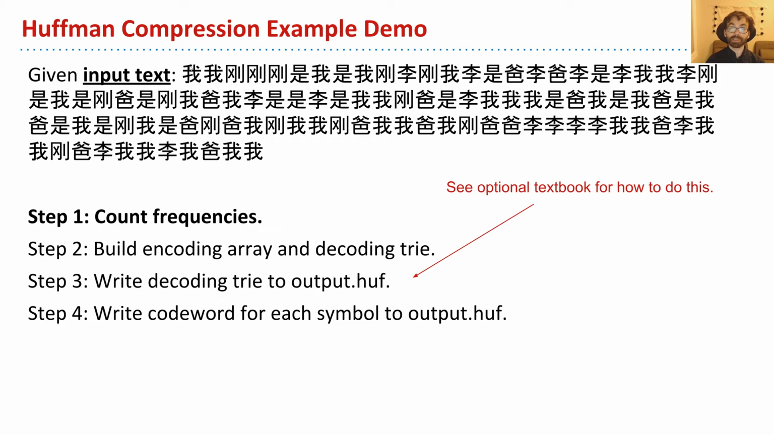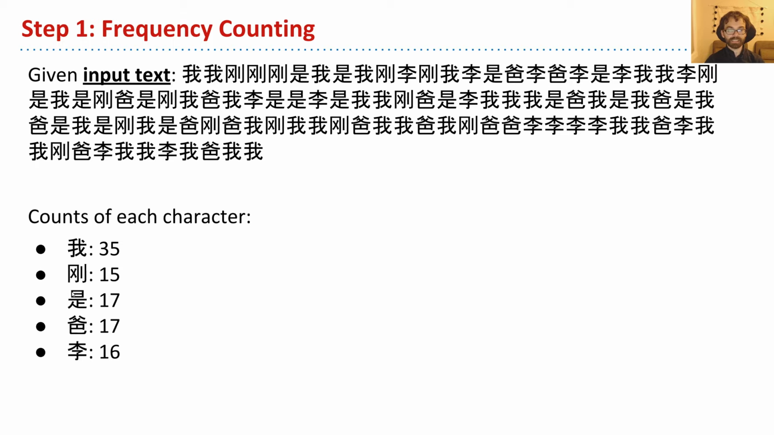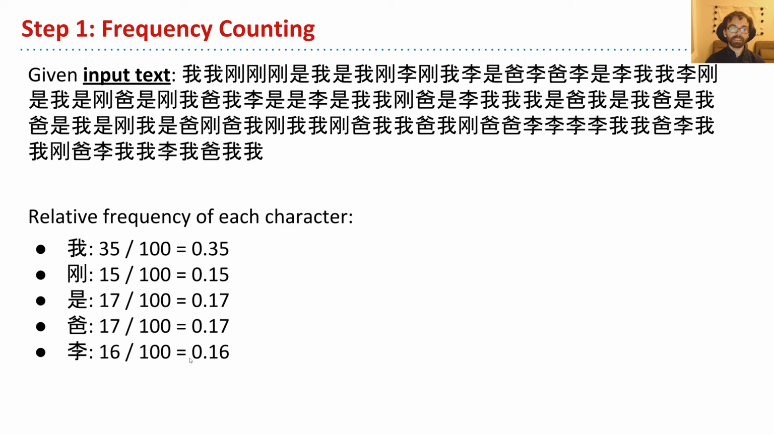And so I'm not showing you the input bitstream, but be aware that for each of these characters, there's some number of bits, in this case 32, that are the uncompressed bitstream. So the first step is to look at each symbol and count the frequencies. So for example, there are 35 of this character, 15 of this, 17 of this, and so forth. We will then divide by 100 for each and get the relative frequencies.